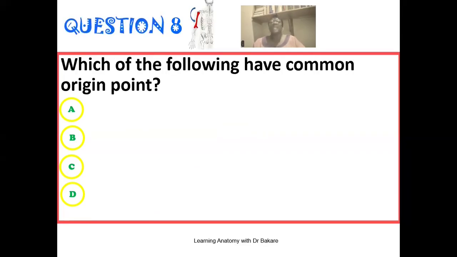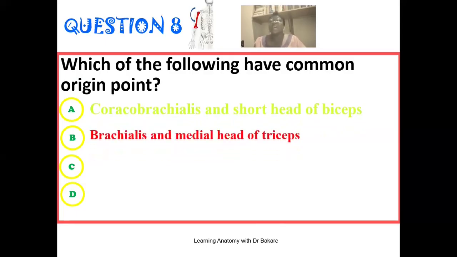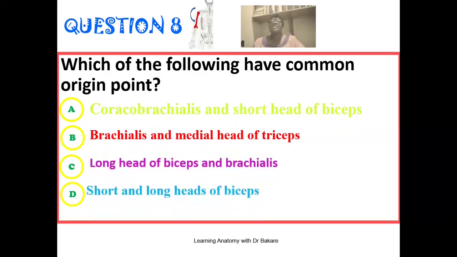Now, let's move to the eighth question, and this reads that which of the following have common origin points? Which of the following pairs is seen to take their point of origin from the same source? Is it the coracobrachialis and the short head of the biceps? Is it the brachialis and the medial head of the triceps? Is it the long head of the biceps and the brachialis? Or is it the short and the long heads of the biceps?